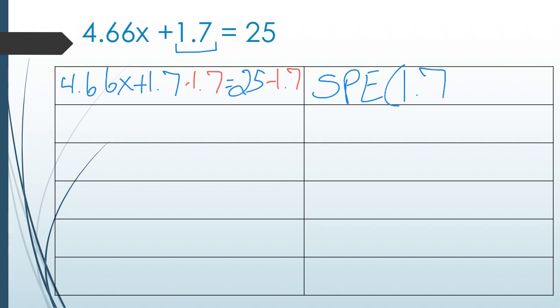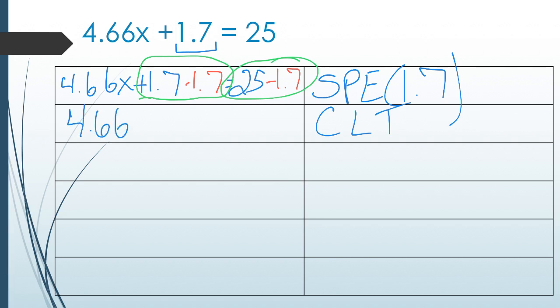So I'm going to combine my like terms here. Here, positive 1.7, negative 1.7, that's going to go away. And then I need to also combine here. So my next line will be 4.66x equals 23.3. You can use a calculator for this if you need to. I don't need to.